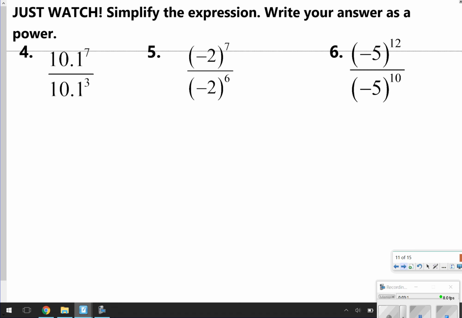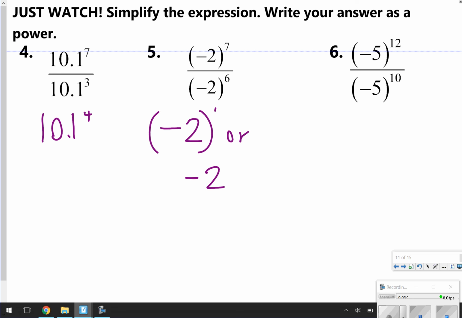Again, same type of concept here. 10.1 to the 7th over 10.1 to the 3rd is 10.1 to the 4th. Number 5, negative 2 to the 7th over negative 2 to the 6th. You can write two things, either negative 2 to the 1st or just negative 2. They mean the same exact thing. Number 6, we have negative 5 to the 12th over negative 5 to the 10th. That's going to be negative 5 to the 2nd.